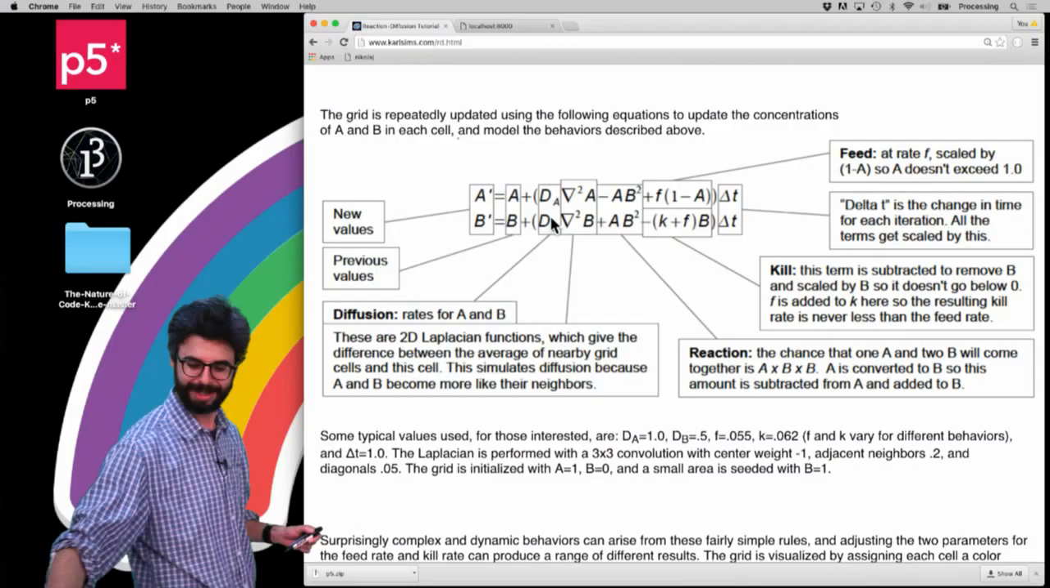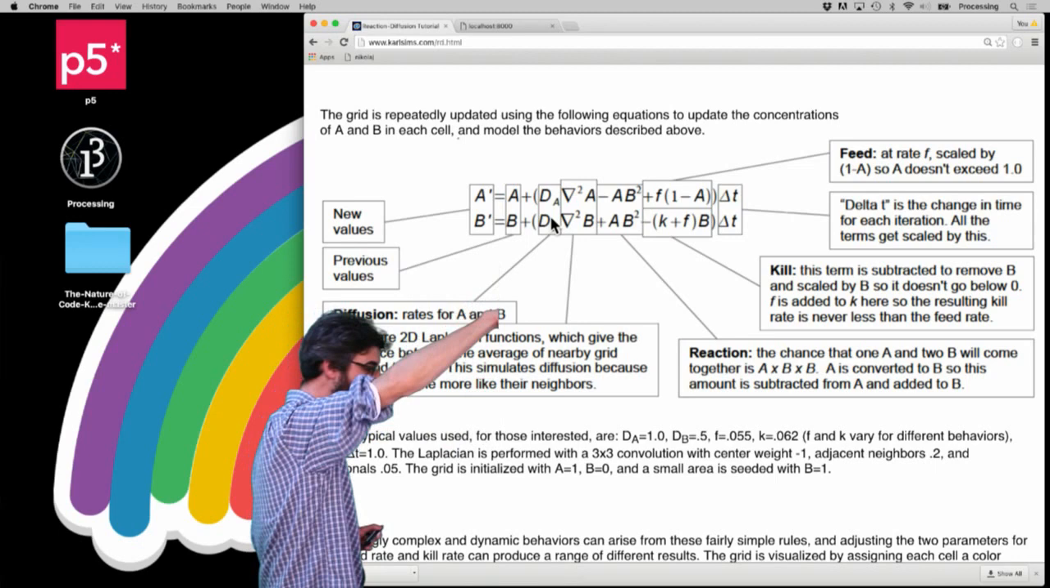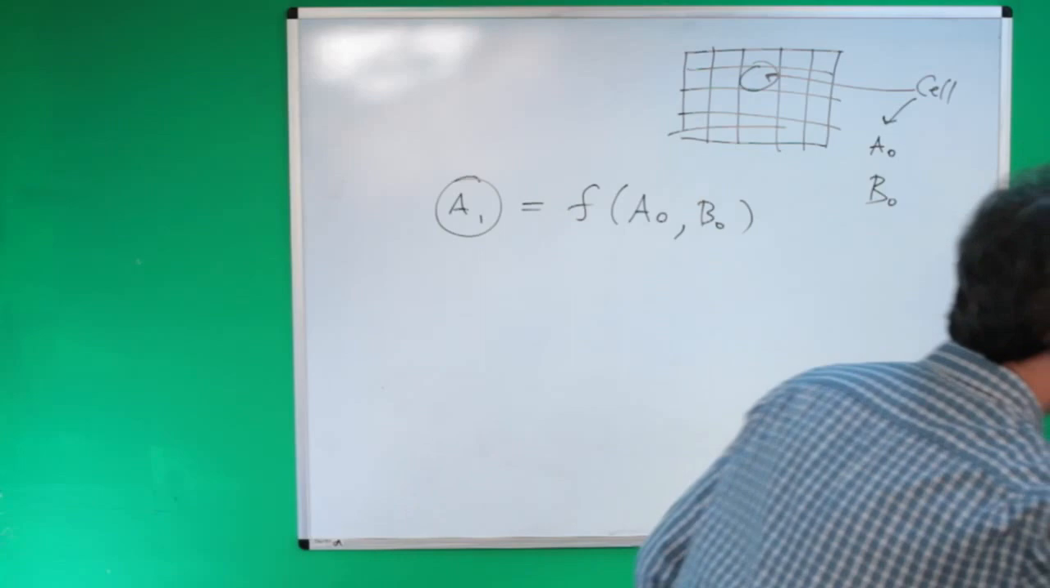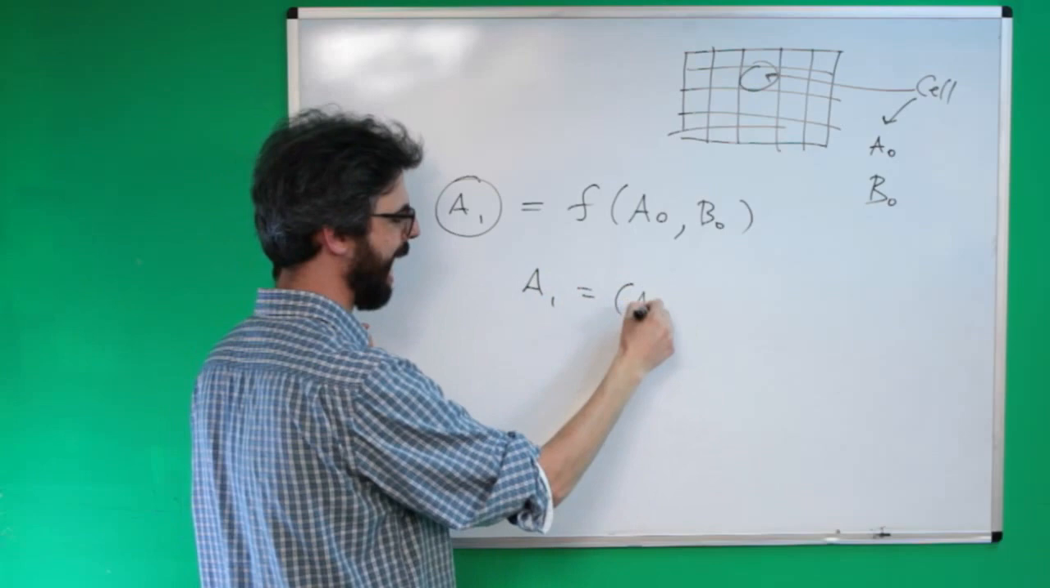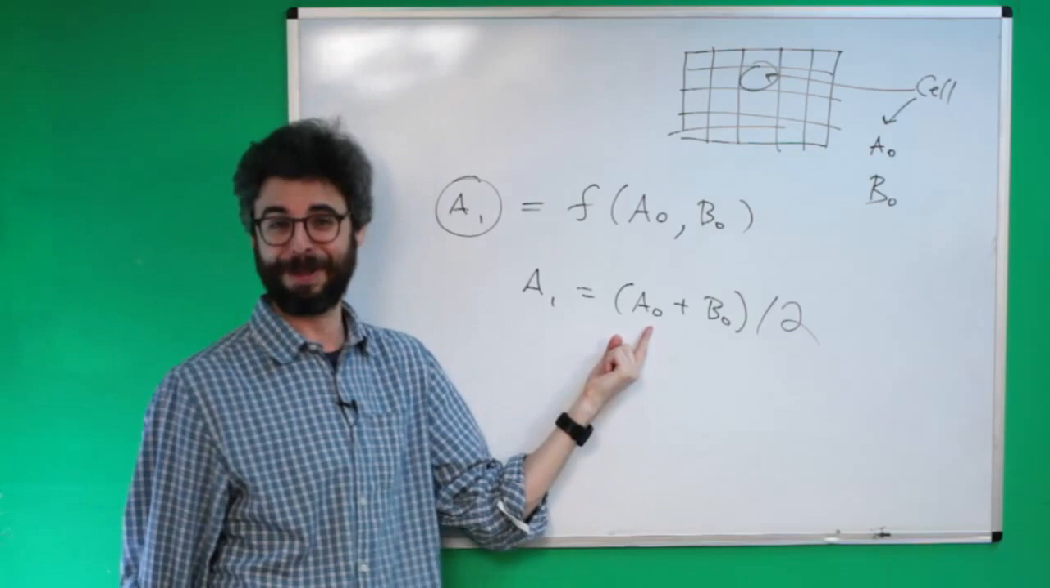The new value of A equals all this stuff based on the previous value of A and B and some other constants. So this is what we need to do. But there's a bit more to it than this. I could say, oh, A1 equals the average of A0 plus B0 divided by 2. This could be our formula. This would be a lot easier to implement. So that formula is just like this, but a lot more complicated.